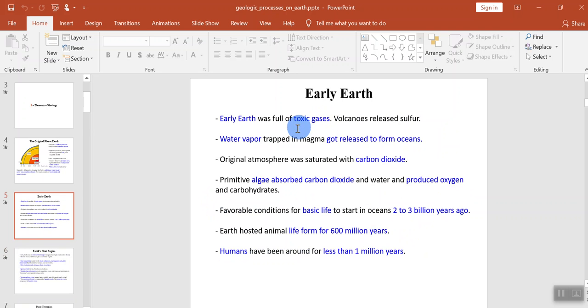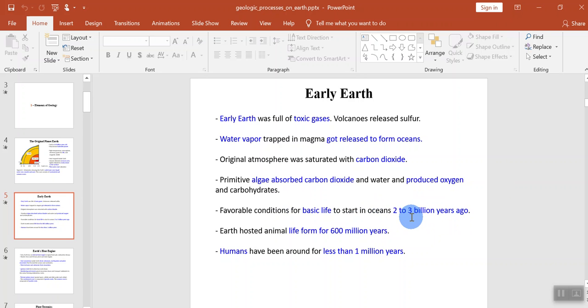So we said that early Earth was full of toxic gases, like sulfur released by volcanoes. It was really nasty. Water vapor trapped in magma got released through volcanoes to form oceans. The original atmosphere was saturated with carbon dioxide. Primitive algae absorbed carbon dioxide and water and produced oxygen and carbohydrate. These are favorable for basic life that started 2 to 3 billion years ago.